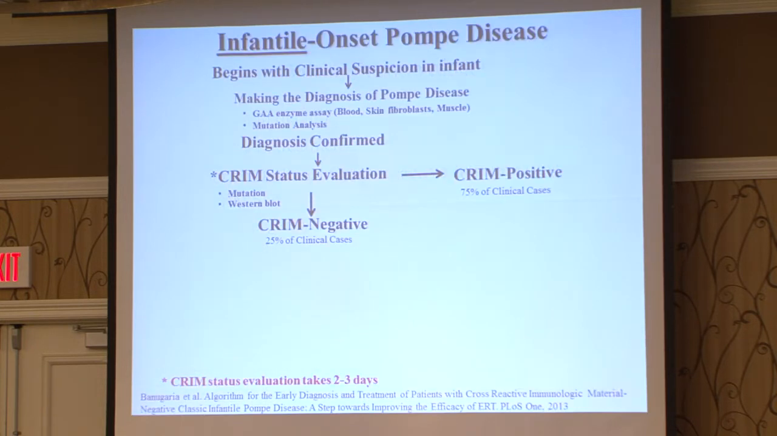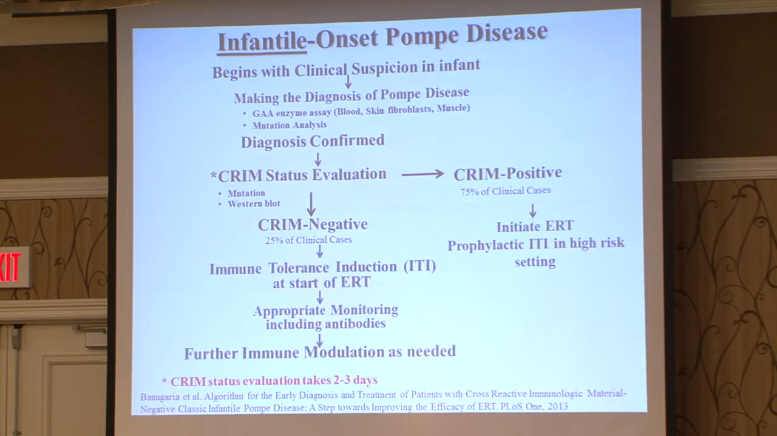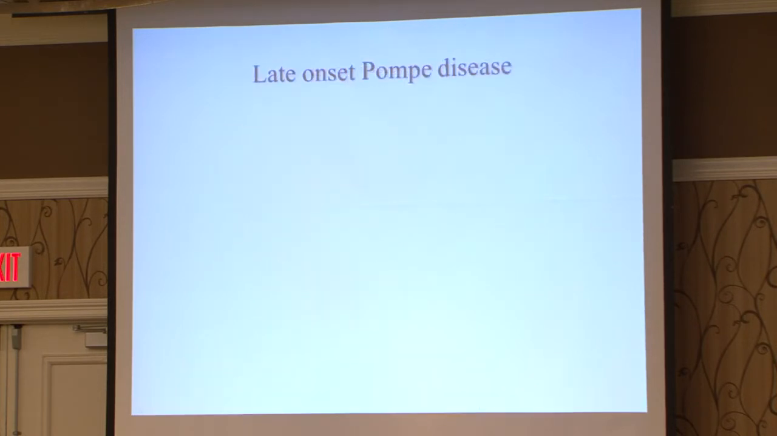So this is an algorithm that once you've made a diagnosis, this is for the infantile case, once you identify someone who's CRIM negative, then I think it behooves us, this has become more a standard of care, of immune tolerance induction and monitoring the antibodies and checking how these infants do over time. Now let's talk about the adults, or the rest of the disease spectrum, so anything outside of classic infantile Pompe disease.